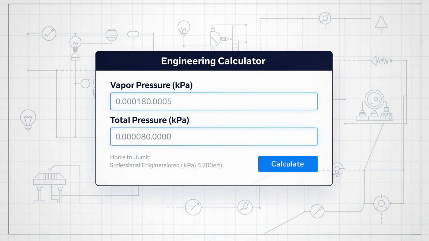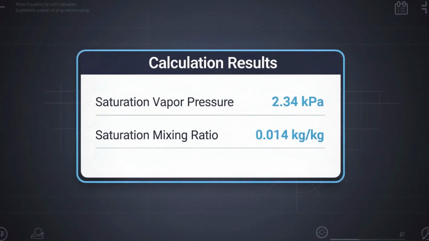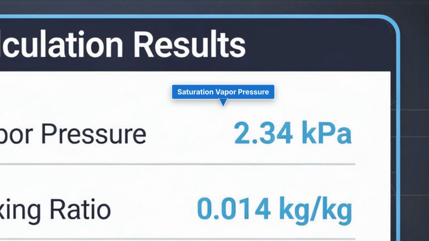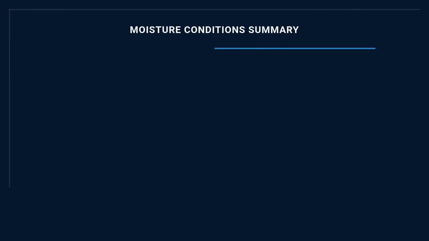After clicking Calculate, the Results section displays your calculated mixing ratio, showing how many grams of water vapor exist per kilogram of dry air. The calculator also provides supporting values like saturation vapor pressure, relative humidity, saturation mixing ratio, and dew point temperature to give you a complete picture of the atmospheric moisture conditions.